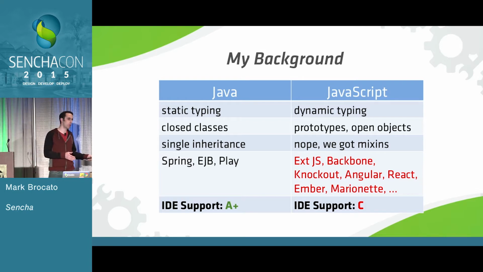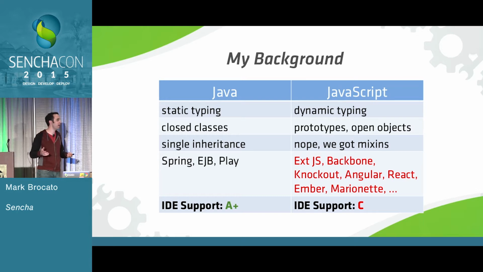Unlike in Java, where you normally pick one framework and stick with it for a given project, in JavaScript you might be using Knockout and Backbone, or you might be using Angular and a bunch of other stuff together. So it's very difficult for an IDE to provide the same level of support in terms of code completion, fixes, and inspections that it can with something like Java.